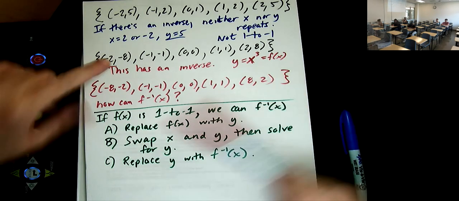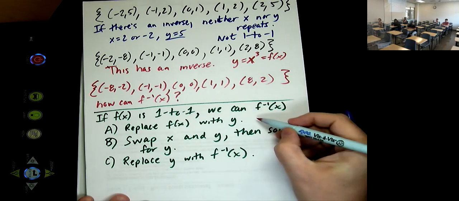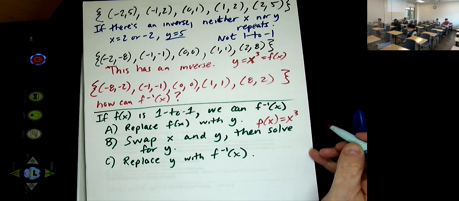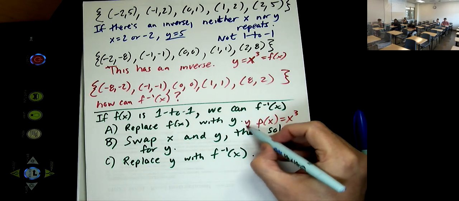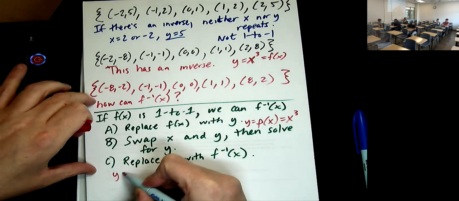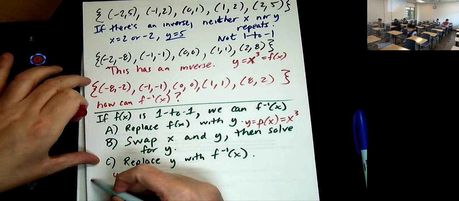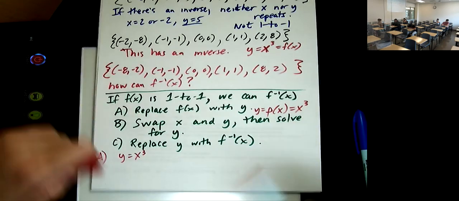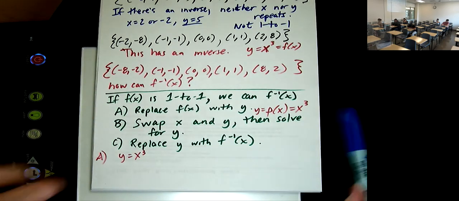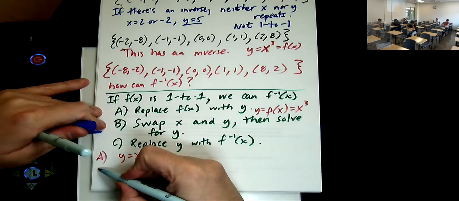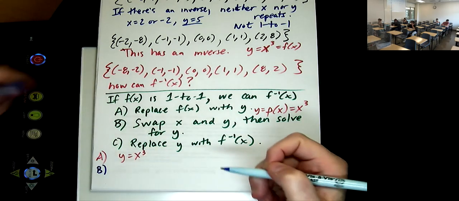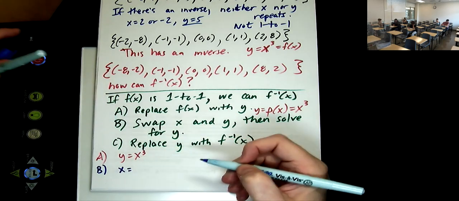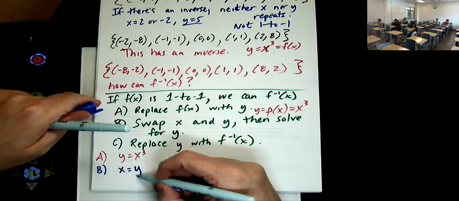I'm gonna do that up here. I said f of x equals x cubed. And I'm gonna make that y. So I have y equals x cubed. That's step A. Step B: everywhere I see a y, I'm gonna put an x, and everywhere I see an x, I'm gonna put a y.